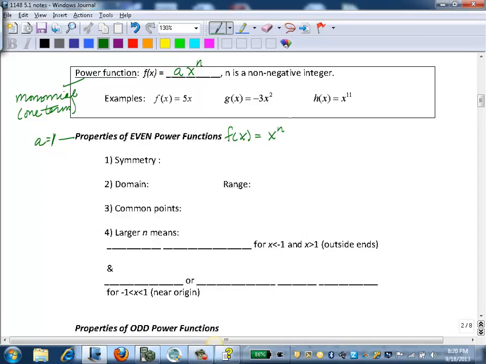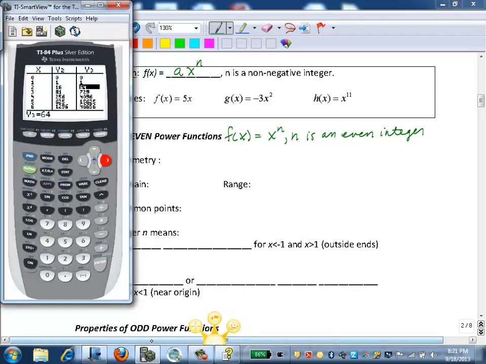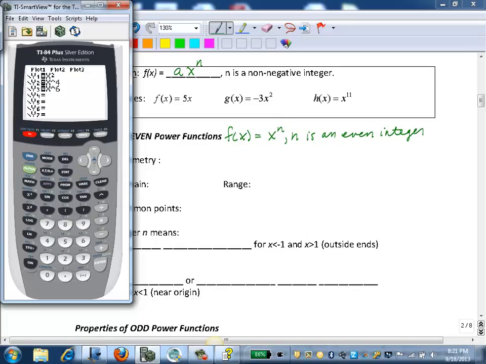So if it's an even power function, that exponent n is an even integer. Some examples: x squared, x to the 4th, x to the 6th, etc. So if we look on our calculator, if we graph x squared, x to the 4th, and x to the 6th on a standard viewing window, zoom standard, option 6, there's x squared, there's x to the 4th, and there's x to the 6th.